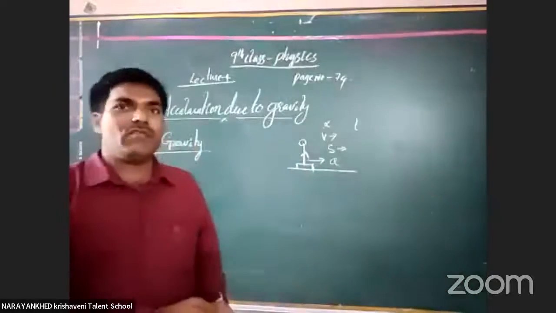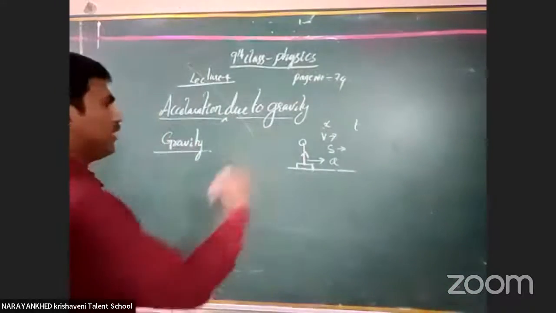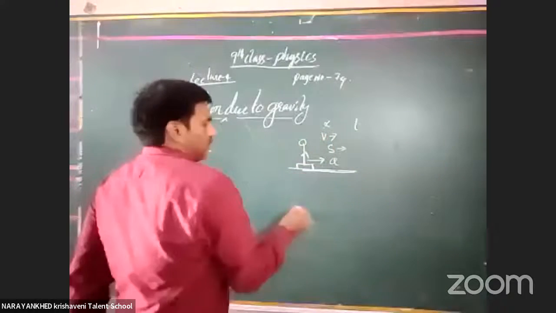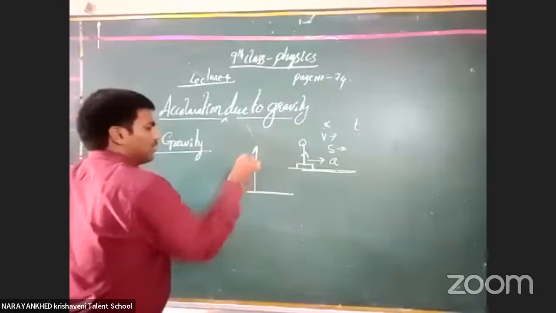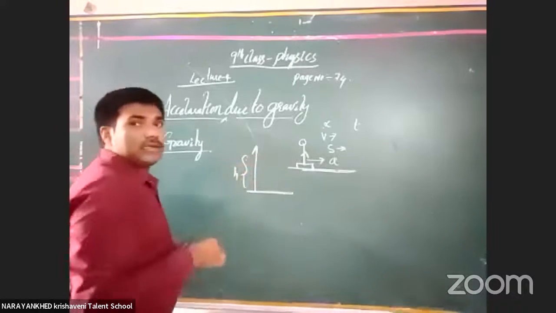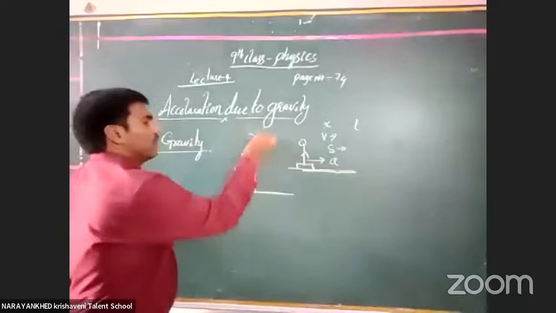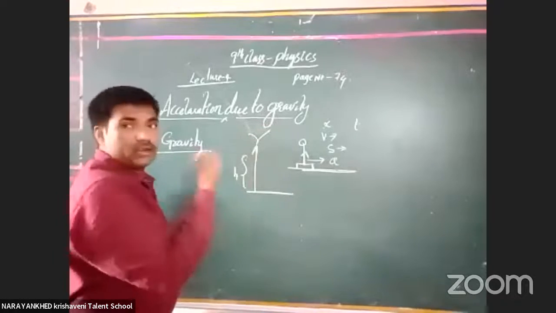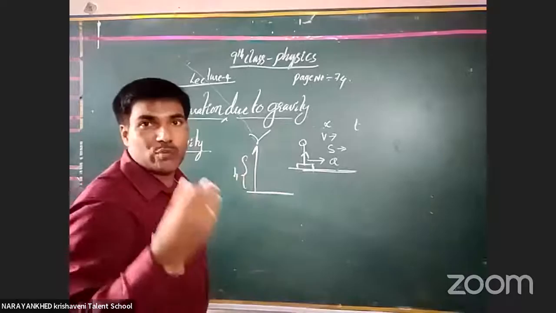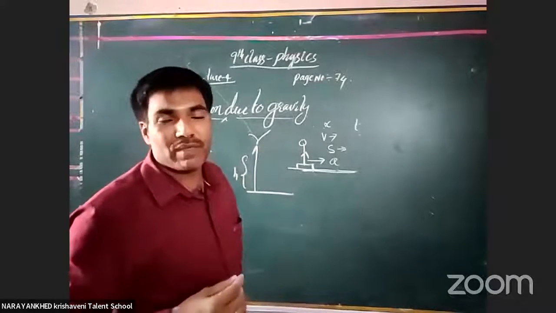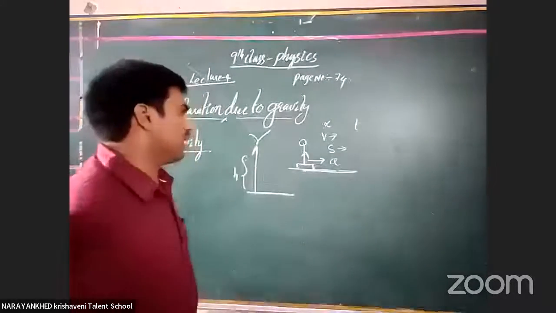Now we talk about when a body is not in linear motion, but is traveling at some height from the earth. Clear or not? It is a flight mode, like a bird or an aeroplane. At that time, how do we discuss the motion of the body? These values all change here.